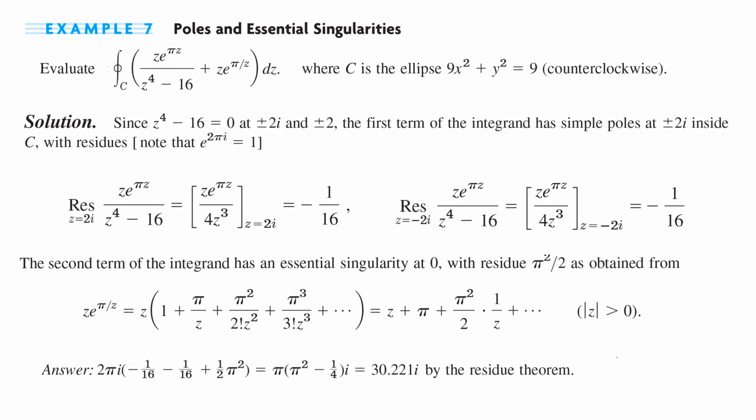So the answer is 2 pi I times negative 1 over 16, negative 1 over 16 plus 1/2 pi squared, and then you can write it as pi times pi squared minus 1/4 times I, which is 30.221 I. Okay? That makes sense? Any questions?